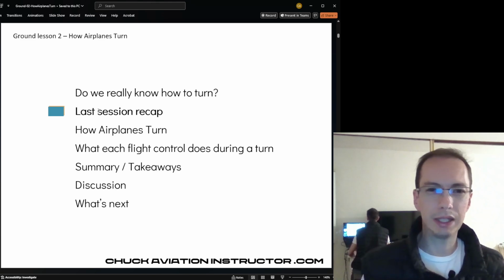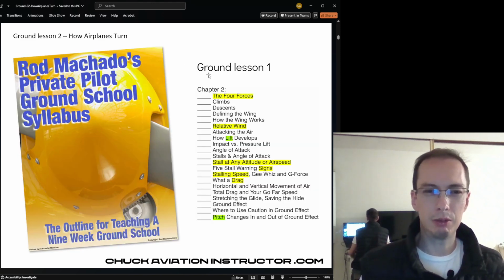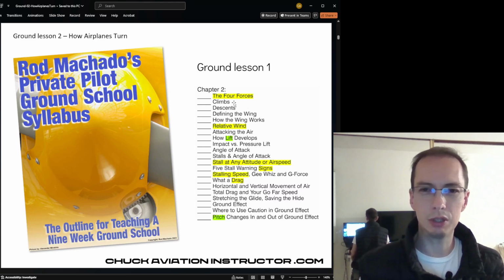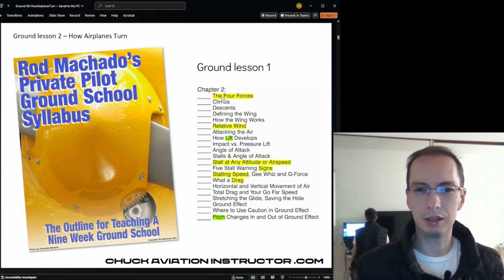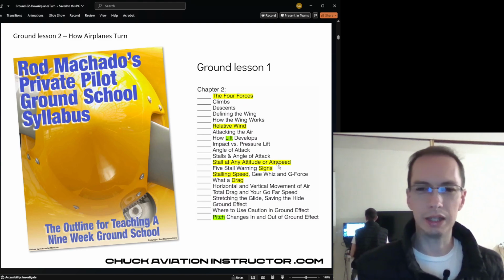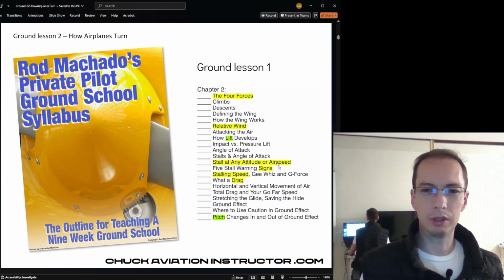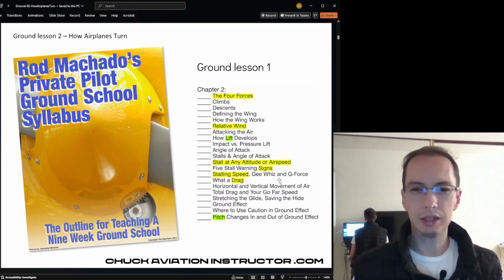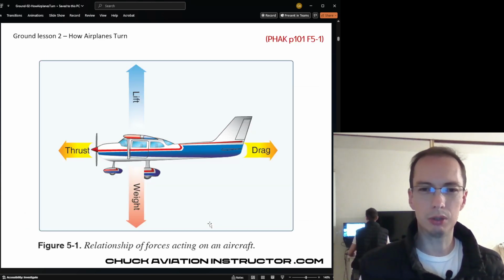Okay, last session recap. Following Rod Machado's syllabus, in the previous session, the following topics were covered that are particularly relevant to today's discussion on how airplanes turn. The 4 forces were discovered: relative wind, lift, stall at any altitude, at any attitude or airspeed, the signs before the stall actually develops, stalling speed, drag, and pitch changes.